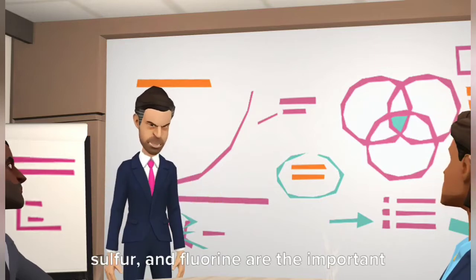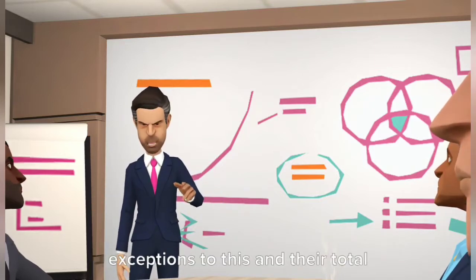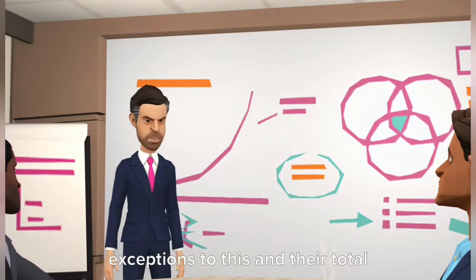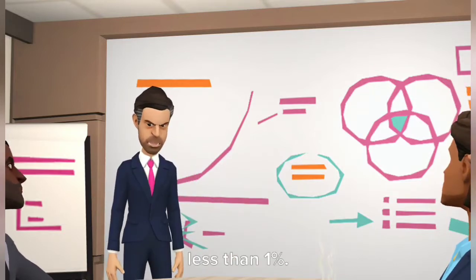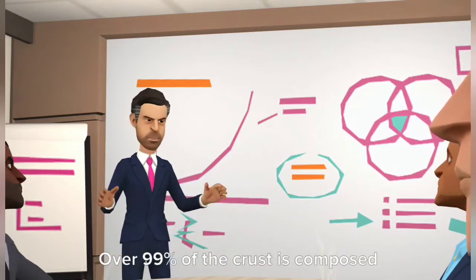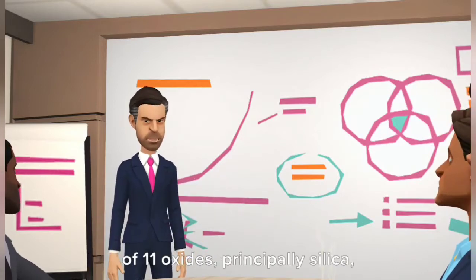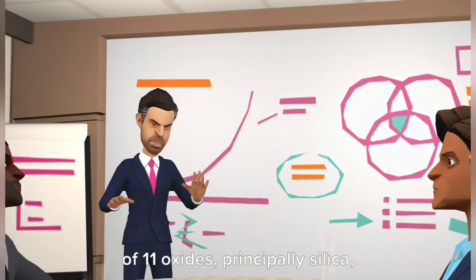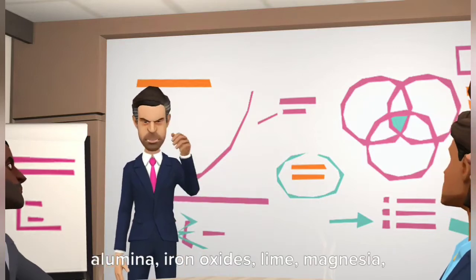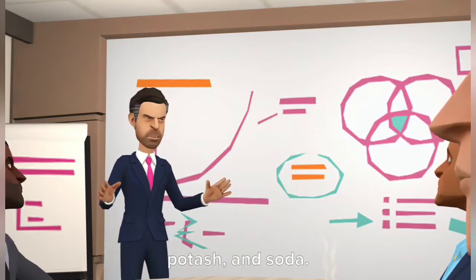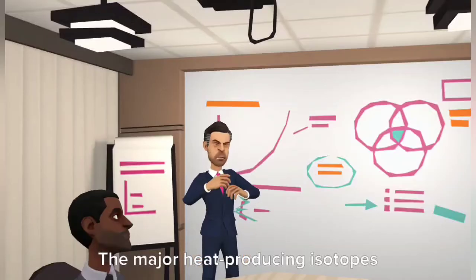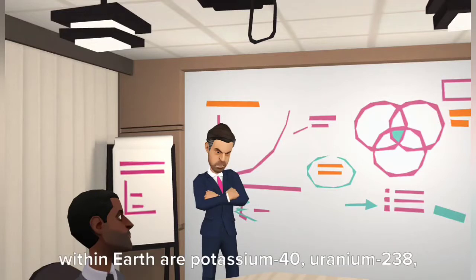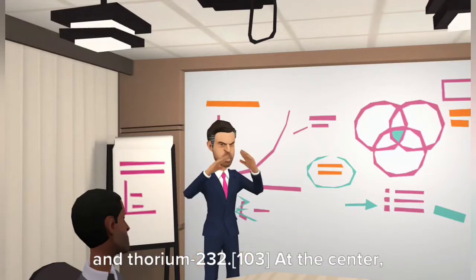The most common rock constituents of the crust are nearly all oxides. Chlorine, sulfur, and fluorine are the important exceptions to this, and their total amount in any rock is usually much less than 1%. Over 99% of the crust is composed of 11 oxides, principally silica, alumina, iron oxides, lime, magnesia, potash, and soda. The major heat-producing isotopes within Earth are potassium-40, uranium-238, and thorium-232.